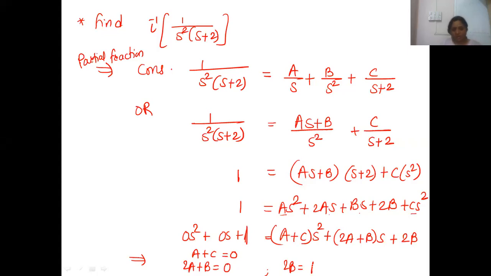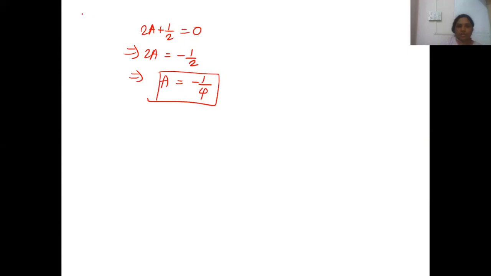Okay, you can take it in the calculator, or if it is easy, it can be done manually too. If b is half is found, then a is found, and once a is found, c is found. It is easier, so let's do it manually. b is directly 1 half, put b as 1 half here. So 2a plus 1 half is 0. So 2a is minus 1 half. So divide by 2 there. So a is minus 1 by 4. We already have b as 1 half.